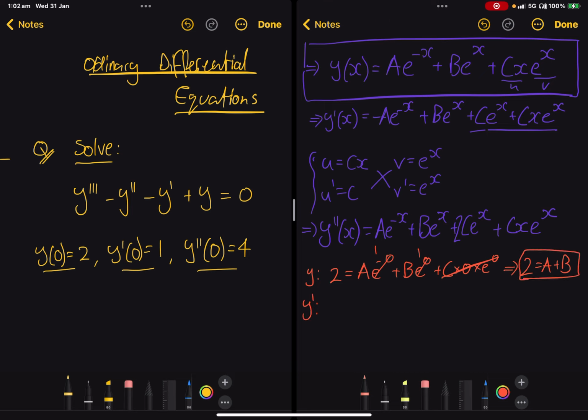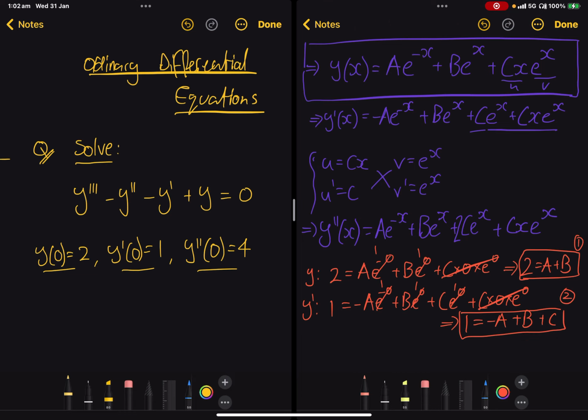The first derivative, y prime of 0, is equal to 1. So this means 1 is equal to minus a times e to the minus 0 plus b times e to the 0 plus c times e to the 0 plus c times 0 times e to the 0. Well, the c times 0 times e to the 0 term is 0. E to the 0 is 1, e to the 0 is 1, e to the minus 0 is 1. So this yields for us the result that 1 is equal to minus a plus b plus c. So this is a second equation. This was our first one. This was our second one.